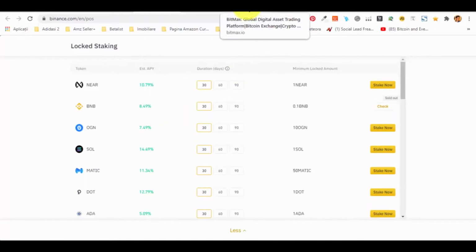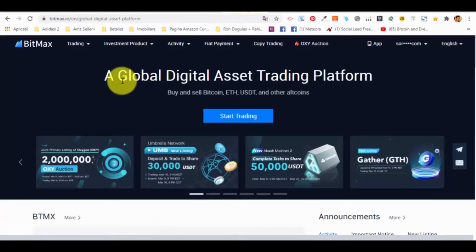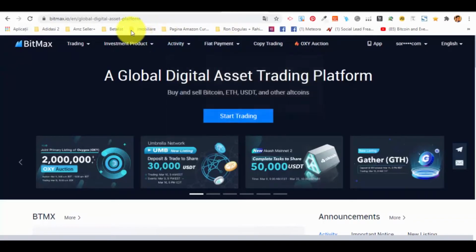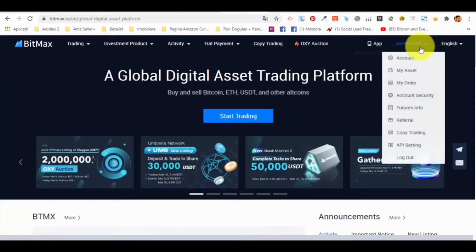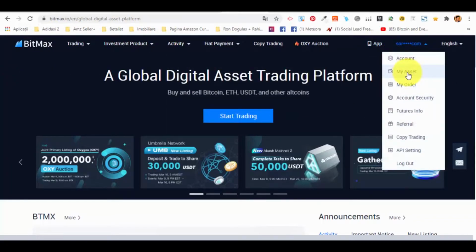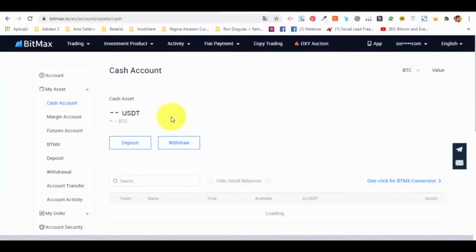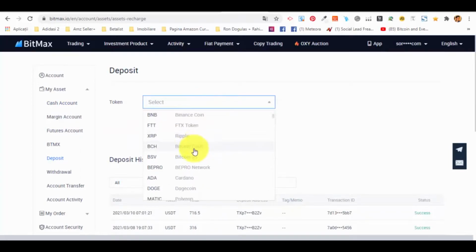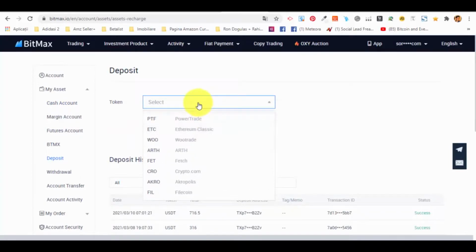Now, another great platform that you can use, and we are going to finish with the staking, is BitMax. If you go on BitMax, again similar, you can go to your asset, you just click on deposit, and you see what you can deposit here.